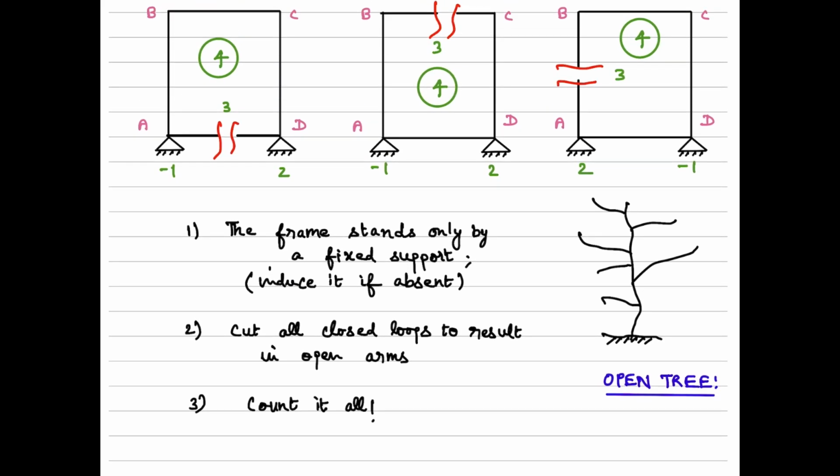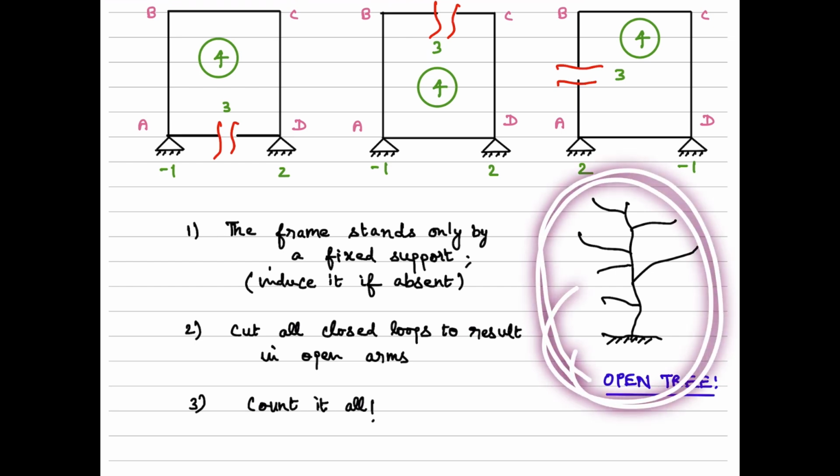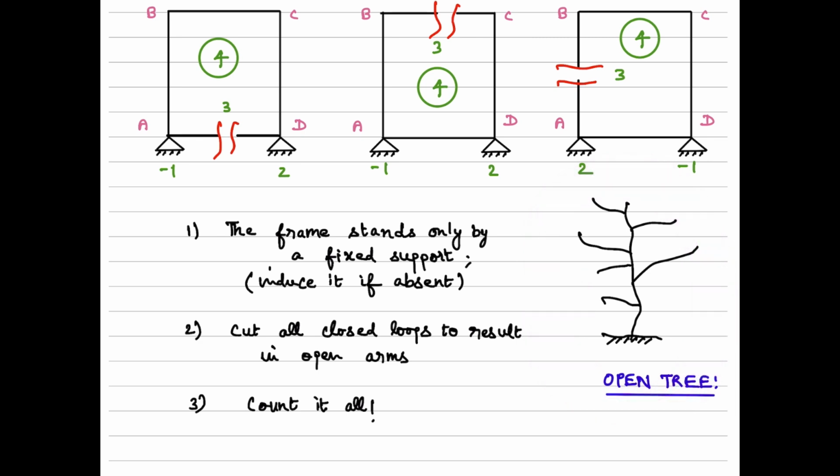So what we need to do is, if we have a frame, we need to have the frame stand only on a fixed support. If we don't have a fixed support, we can induce one. I will let you know how. Then we also make sure that we don't have any closed loops. Okay, if we do so, we get something like an open tree. We can consider this open tree as statically determinate. That is, if I apply loads to this, we can determine the reactive components first, then I can make enough cuts across any member of interest, and then I can see what the shear force, bending moment, and axial force are in each member.